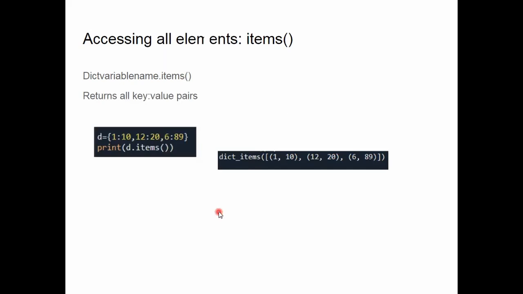Now if you are going to display all the items, key value pairs, all the elements of the dictionary, all the keys and the values have to be printed, so I can use D dot items. What I'm going to get is this kind of format, which is nothing but the key, that is 1 and value 10, 1 comma 10, the key 12 and the value 20, 12 comma 20, like this.